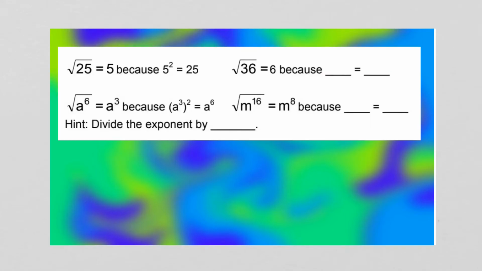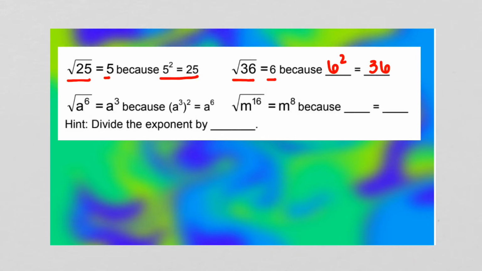All right, so this next part, it's on your worksheet. There are more examples than what I'm showing here, but I just want to show you so you can get the hang of it. So this first part says the square root of 25 is equal to 5 because 5 squared is equal to 25. That's what we just talked about in the perfect squares. So the square root of 36 is equal to 6 because what? We talked about 6 squared being equal to 36. So this is just to get you familiar with the language.